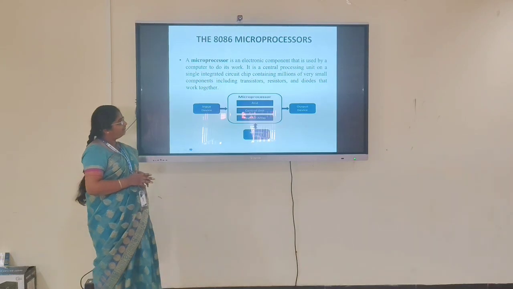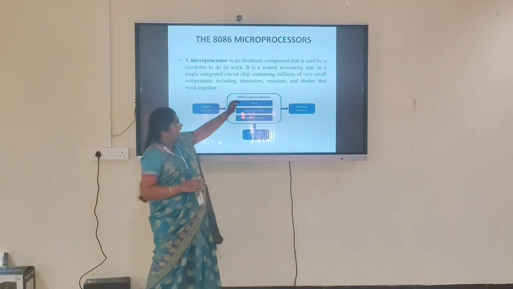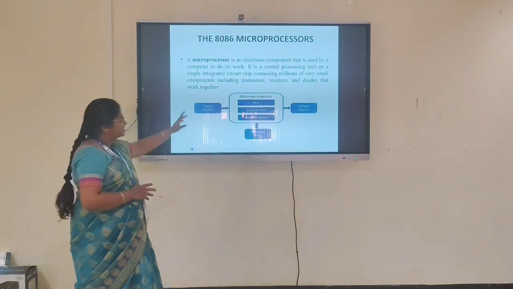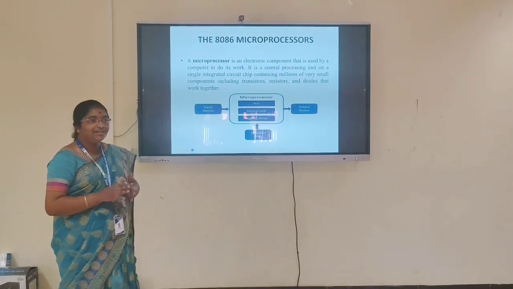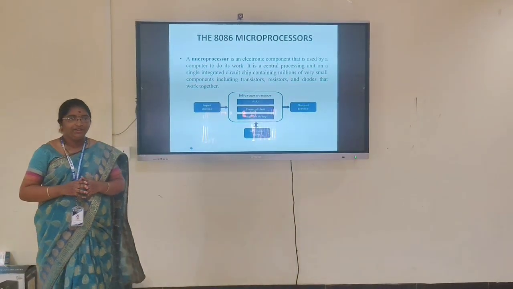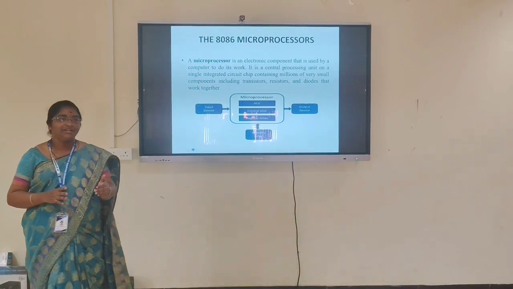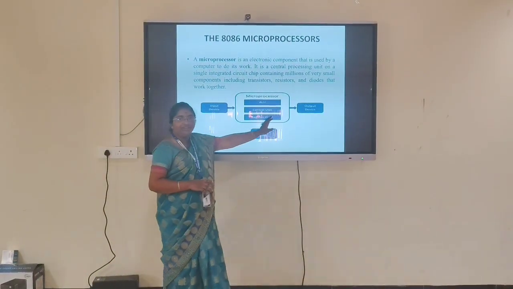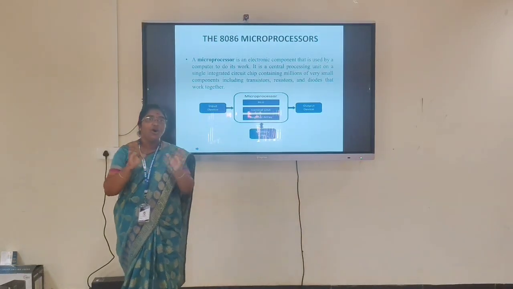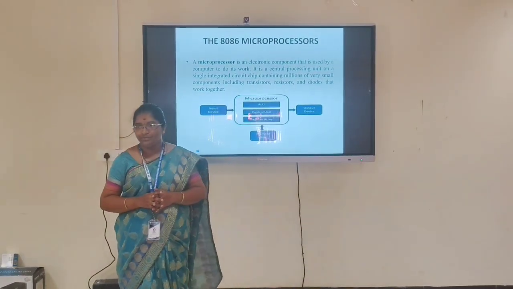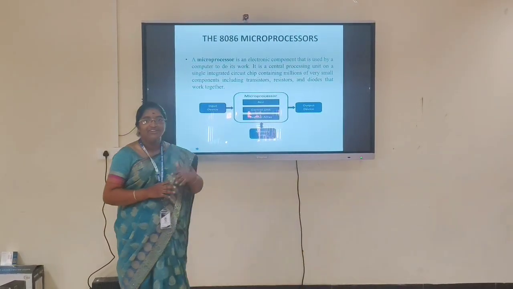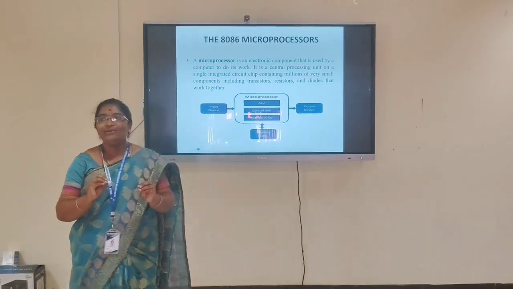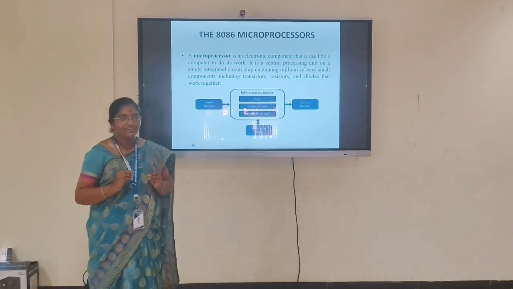In a CPU we have three units, that is the ALU, the control unit and the register unit. This ALU is nothing but the arithmetic and logic unit, which performs arithmetic and logical operations. Next we have the control unit, which controls all the activities of the computer. Next we have a register. A register is nothing but a temporary storage area.